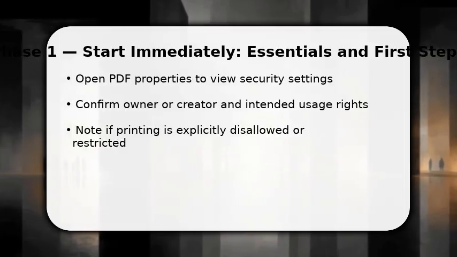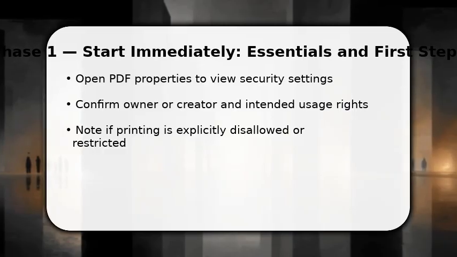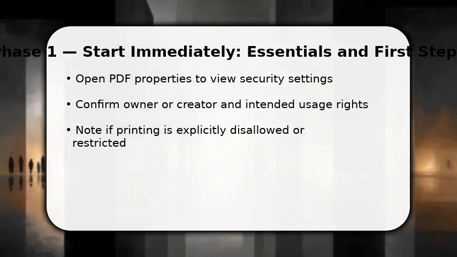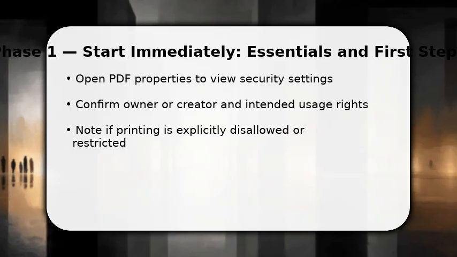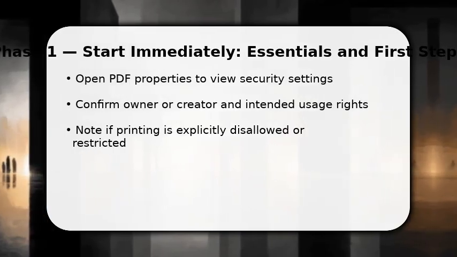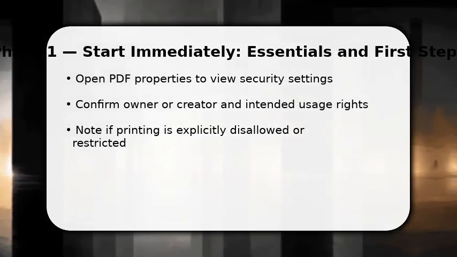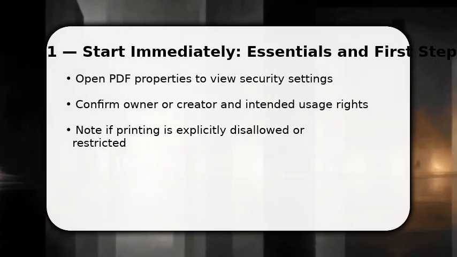You start by inspecting the file's declared permissions so you know what's actually restricted and why. Open the document's properties and read the security settings. This tells you whether printing is prohibited, limited, or allowed for some users.